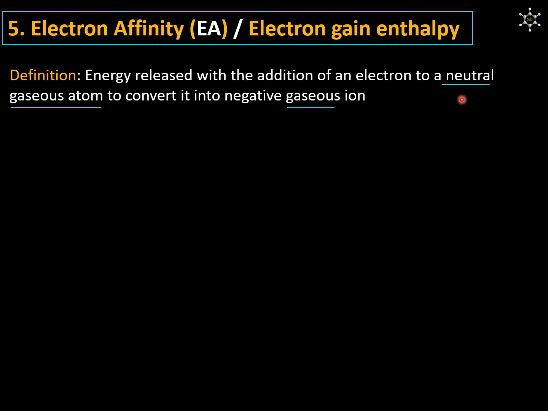Observe the underlined words. The atom must be in the neutral state with no charge. Its physical form must be gaseous. Even after the addition of an electron, whatever negative ion gets formed must also be in the gaseous state. Example: let X be a neutral gaseous atom. When we add an electron to it, it gets converted into an X minus negative ion, which also must be in the gaseous state. During the addition of an electron, energy gets released, so it is mentioned on the product side.